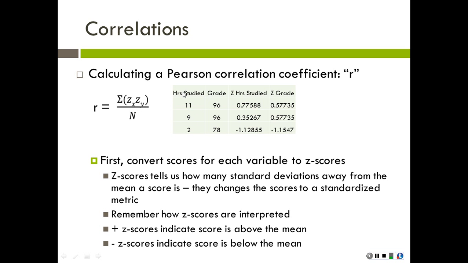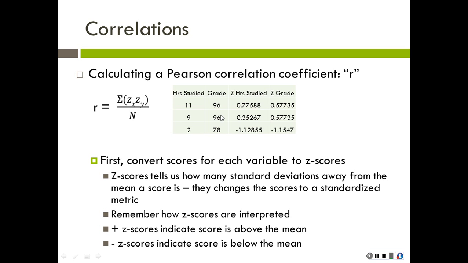So if you look, you've got hours studied, here they are. Here's grade, just for 3 people, because I've done these by hand too, and it gets crazy. So I just had SPSS calculate the z-scores for me. So now I have the z-score for hours studied and the z-score for grade. And remember how to interpret z-scores, right? Do you remember that positive z-scores indicate that it's above the mean? Negative z-scores indicate that it's below the mean, right?